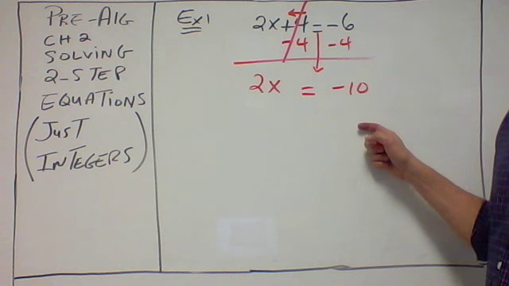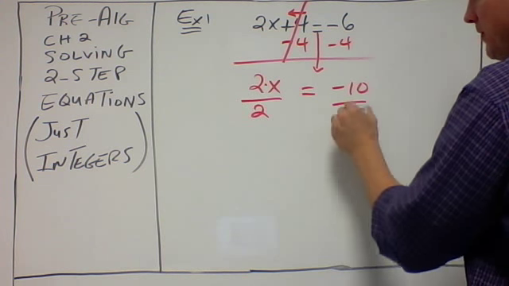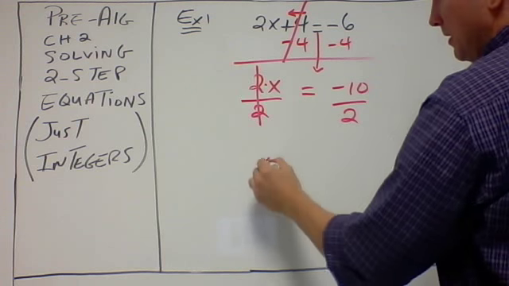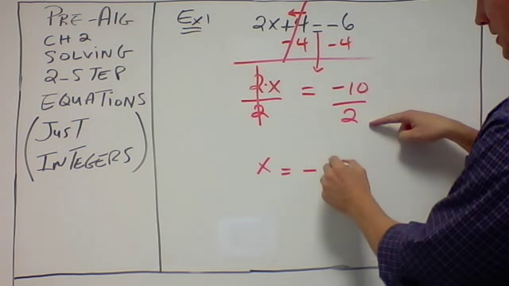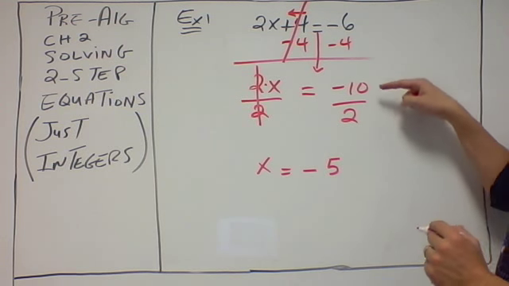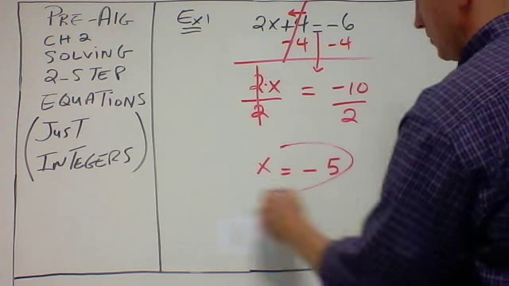From here, it should be pretty simple. Multiplication, opposite is division, divide by 2, gone. X equals negative divided by a positive is a negative. 10 divided by 2 is 5. And if you put 5 over 1, you have to know it's just 5. Circle it, done.